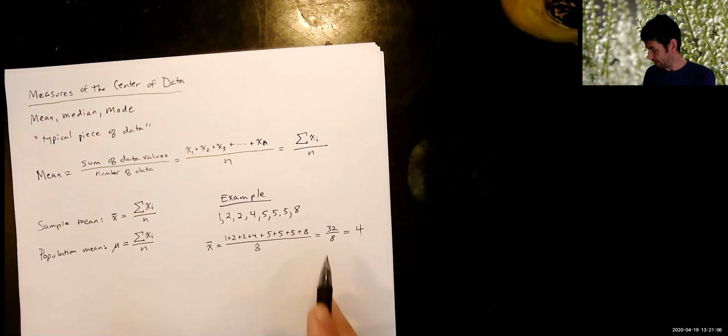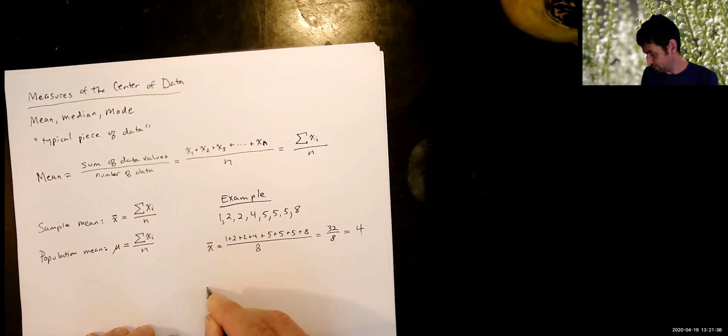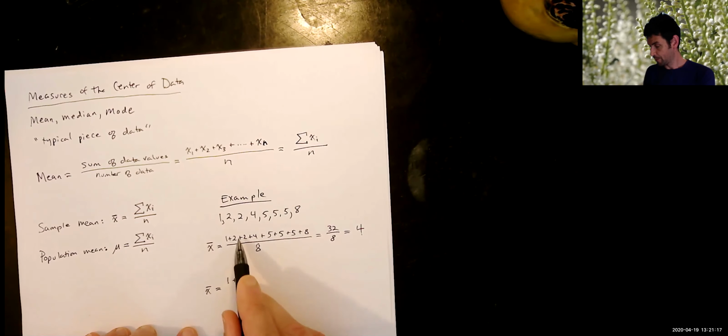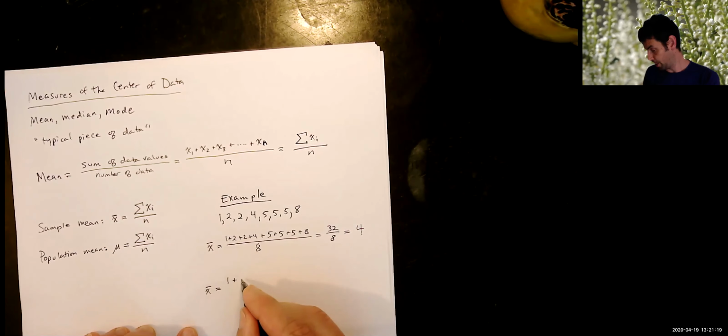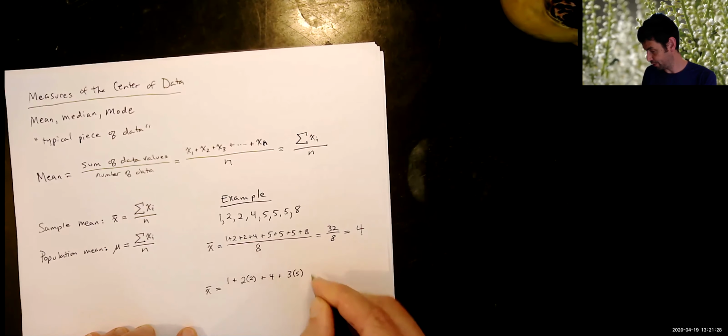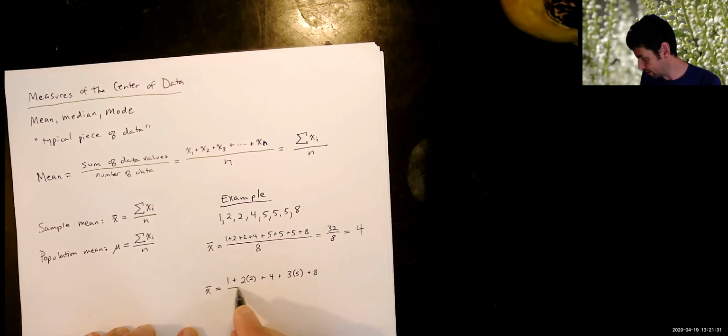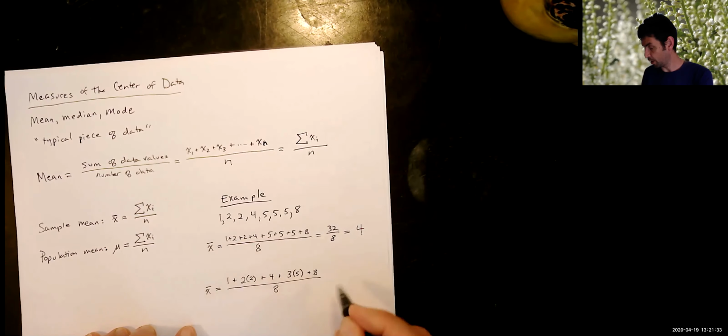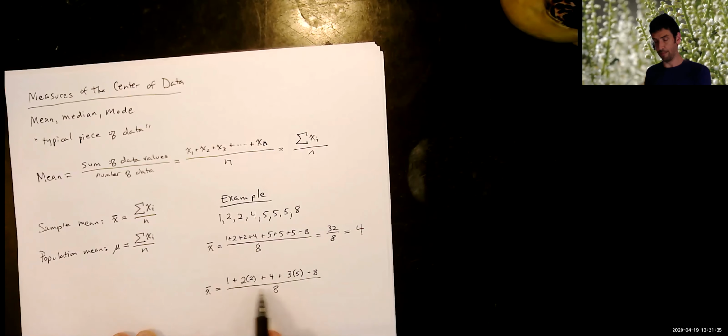I want to point something else out here. I'm just going to go back to this computation. I can do this computation slightly differently. I have 1. I have 2 plus 2, right? Or 2 times 2, plus 4, plus, I have 3 5s here, so I can do 3 times 5, plus 8. Right. Nothing's going to change, right? I'm adding up the exact same numbers. This will still work out to 4.